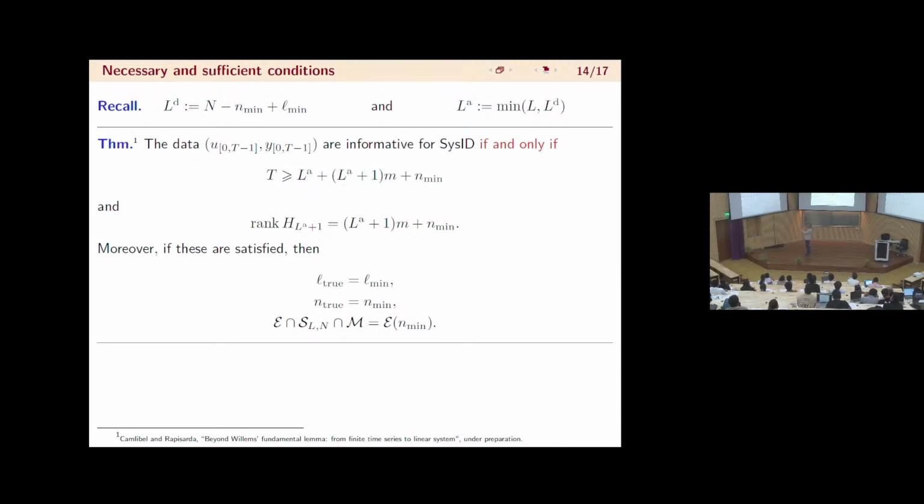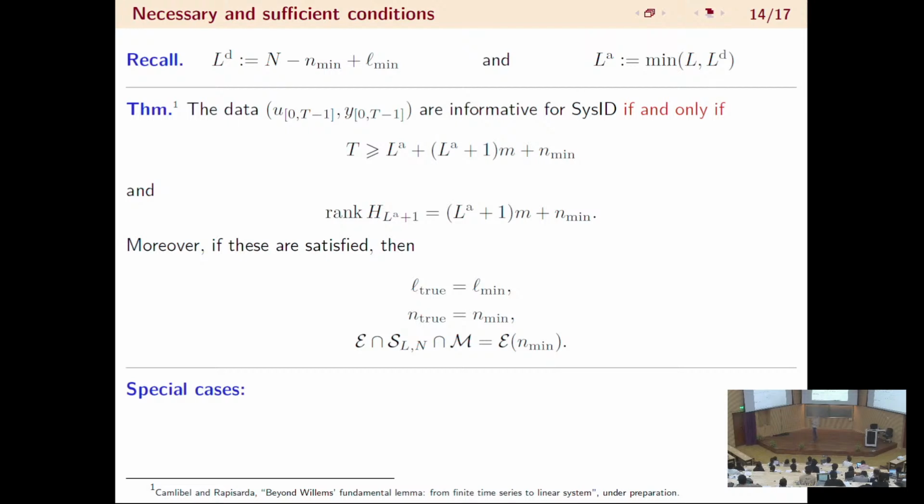If it is satisfied, you can use the state construction to construct a system that is similar to the true system. Okay, there are a couple of interesting remarks. But first, I'm going to mention some special cases. If only L is known, but N is unknown, then since the system is observable, I can take N to be PL, that is an upper bound on the state space dimension.